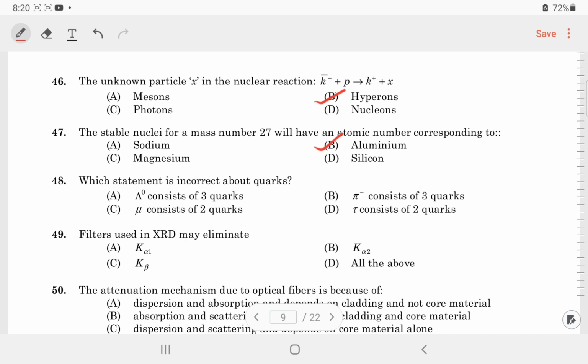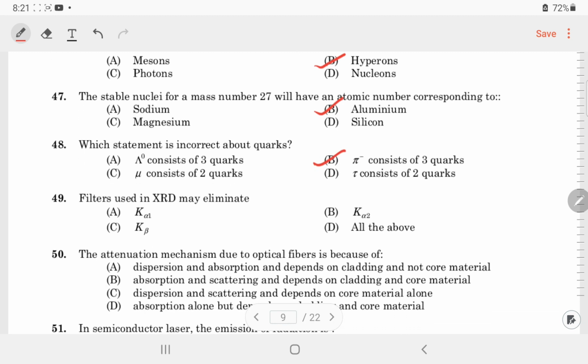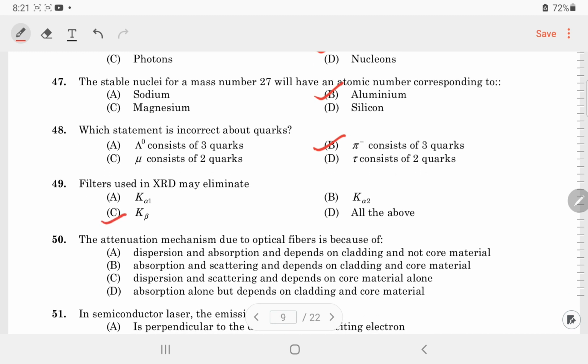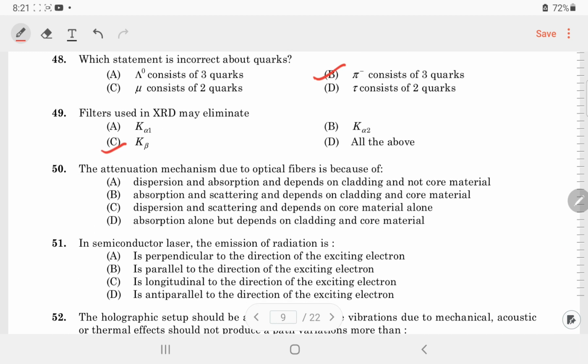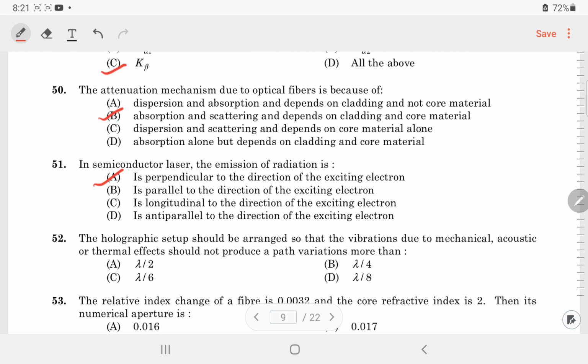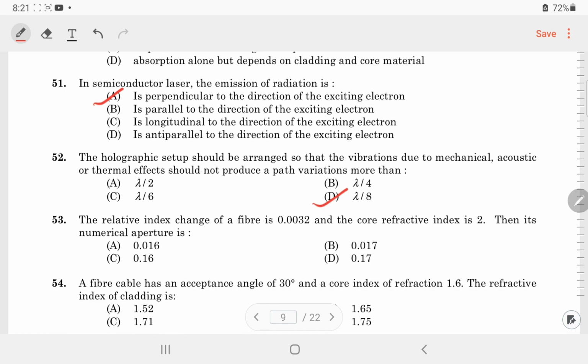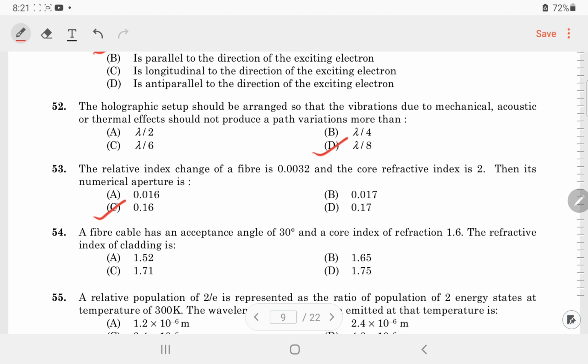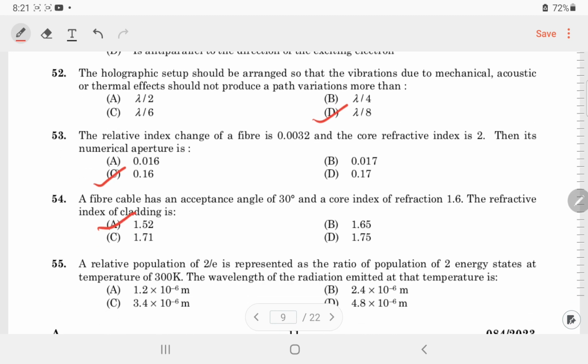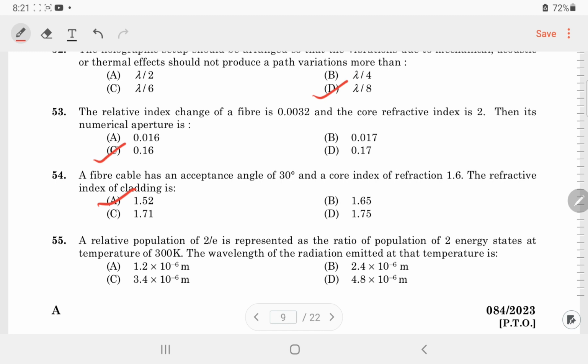Question number 48. The answer is option B. Question number 49. The answer is option C. Question number 50. The answer is option B. Question number 51. The answer is option A. Question number 52. The answer is option D. Question number 53. The answer is option C. Question number 54. The answer is option A. Question number 55. The answer is option B.